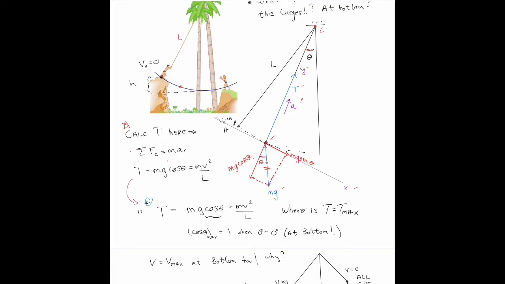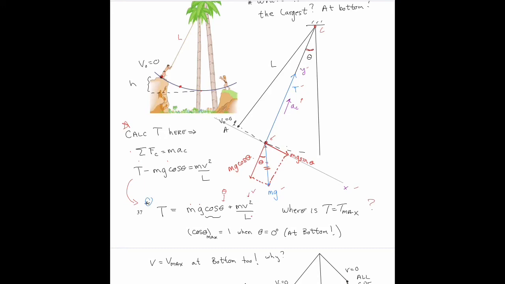All right, so this is the tension at any place when he's swinging. So I have to figure out where the tension is the biggest. I have to figure out what value. Well, what are the constants? Mass is a constant, g is a constant, length of the vine is a constant. So the only variables are theta and v.